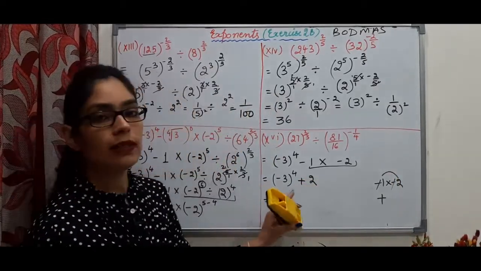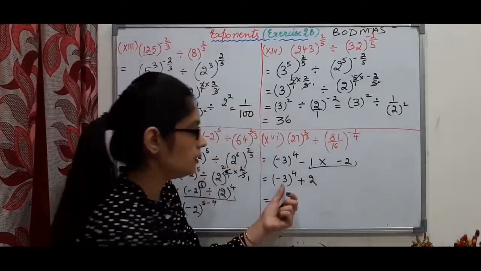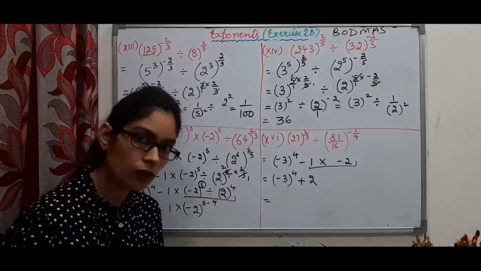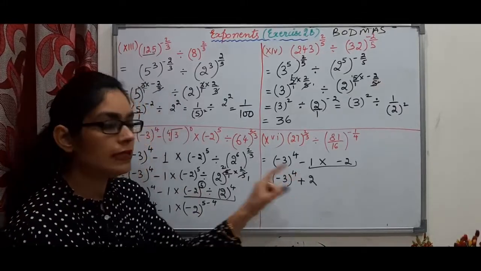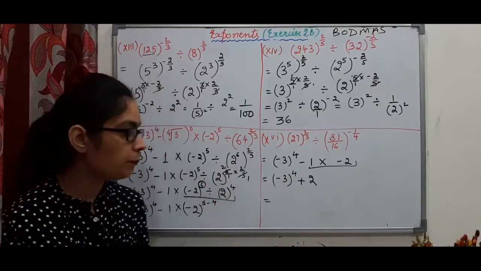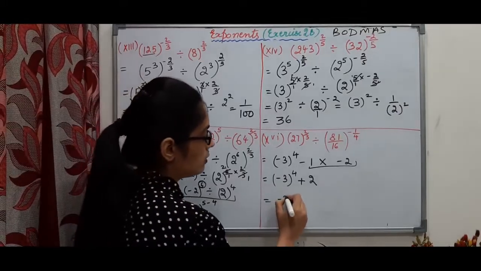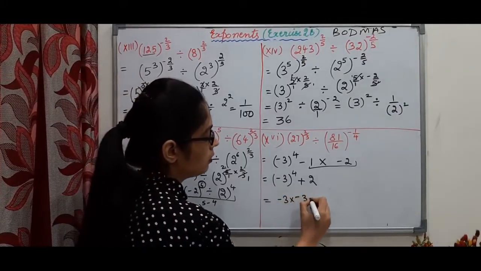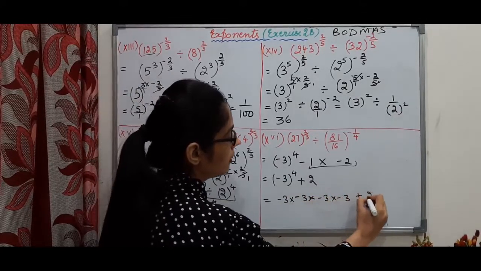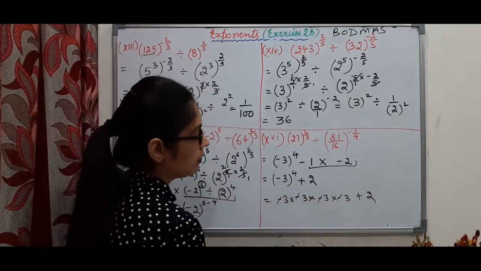So minus 3 to the power 4. First of all this is a negative number and you have to check whether your answer will be negative or positive. See, the power is an even number. Whenever for a negative number the power is an even number, the answer will be positive. So minus 3, when you multiply 4 times, you will get a positive answer. I am just writing it in its expanded form. These two signs will get cancelled, these two signs will get cancelled.